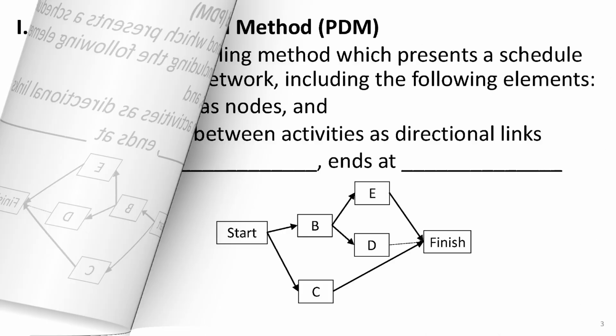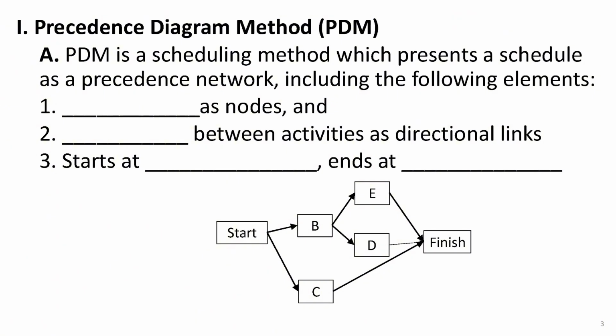Let's get started. All right, the precedence diagram method, or PDM, is a widely used approach for scheduling construction projects. This method represents a schedule as a precedence network diagram. Compared to a bar chart, it is a more detailed and structured approach. The network consists of three key elements.